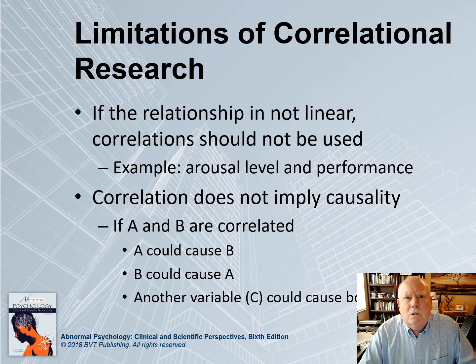More likely, there's some third variable, and you probably guess what it is. In this case, murders are more common in hot weather, and ice cream consumption is more common in hot weather. So the temperature may be a variable that's contributing to both. Again, correlation does not imply causality.